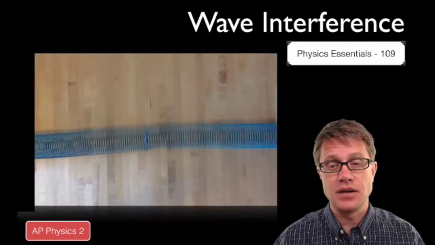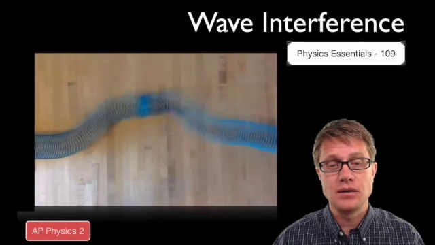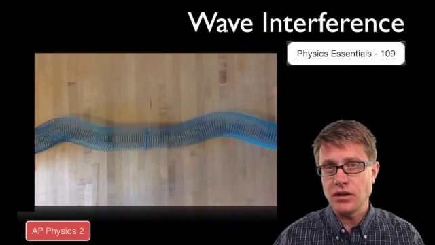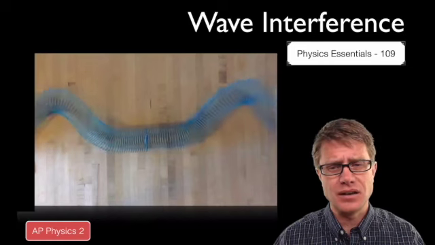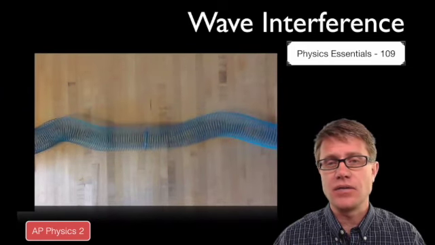I've got a slinky here, and I'm going to send two waves towards each other. Watch what happens when they meet, so the wave becomes bigger. But did the waves bounce off each other, or did they move through one another? Well, it's kind of hard to tell. Since both waves are on the same side, we don't know if they bounced back or if they went through.